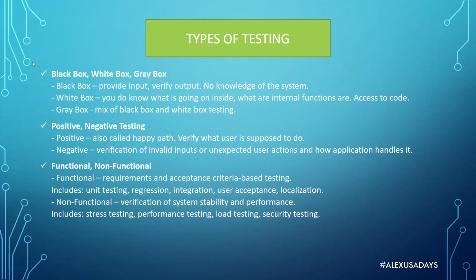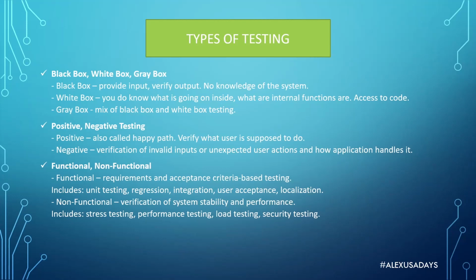Then you can break up all the tests into positive and negative tests, where positive tests are also called happy path tests. So you verify what the user is supposed to do. If the user needs to log in and they provide a proper login and password, they log in. If the user needs to create a new account, the password has to have certain complexity, certain length, maybe certain symbols are not accepted.